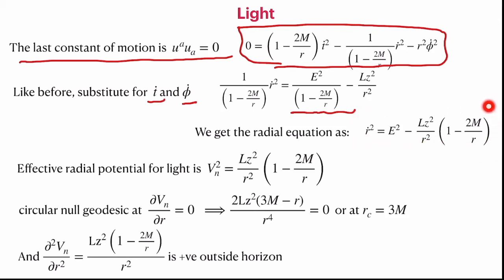Assuming the radial equation, we can write down the effective potential for the radial light trajectory. We have V square for null is equal to Lz square by r square into 1 minus 2m by r. In this case, the condition is rather simple. To find the circular null geodesic, all we have to do is set the first derivative of the potential to 0, and that turns out to be 2Lz square times 3m minus r, divided by r to the power 4.